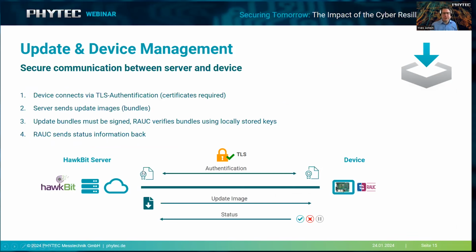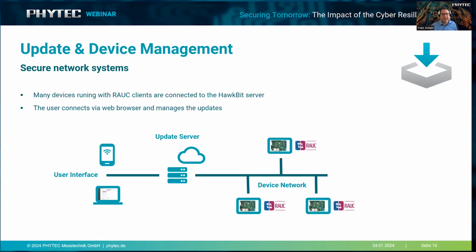The connection between the Hawkbit server and the device is typically encrypted using TLS, and TLS is also used for authentication between the two. So you can make sure nobody else can connect to your device. And the update images are typically also encrypted and signed, so not just anybody can send update packages. And of course, the device sends status information back to the Hawkbit server in order for you to be aware of the current status of the device and the update process.